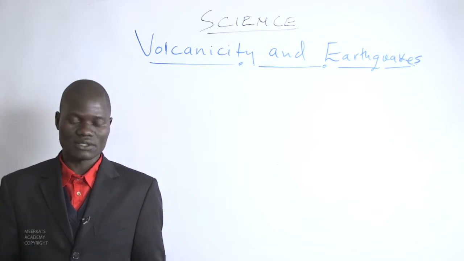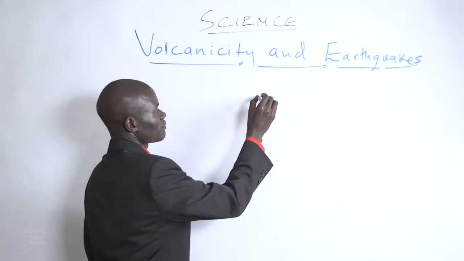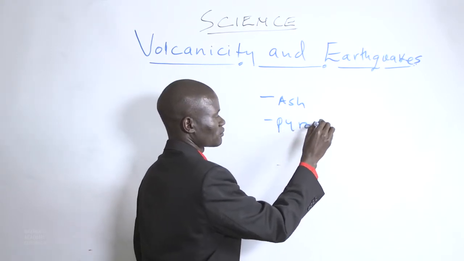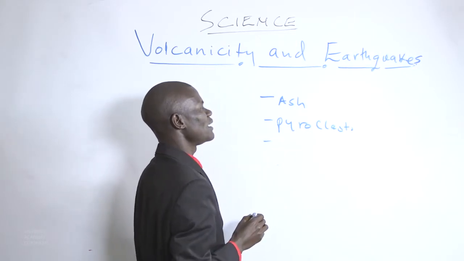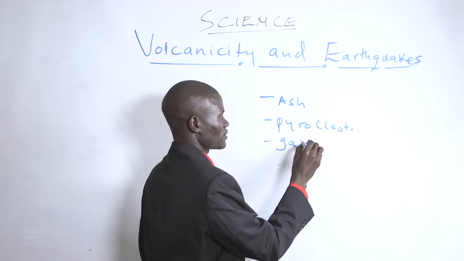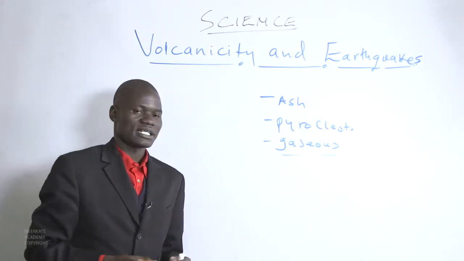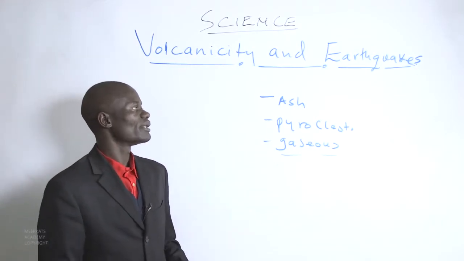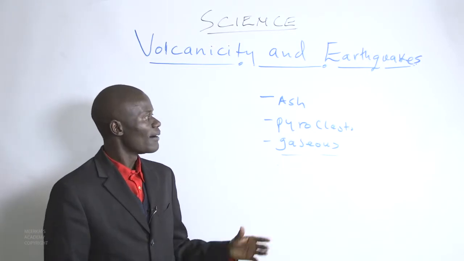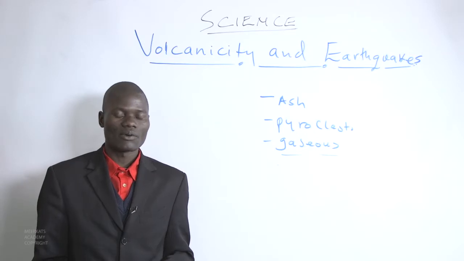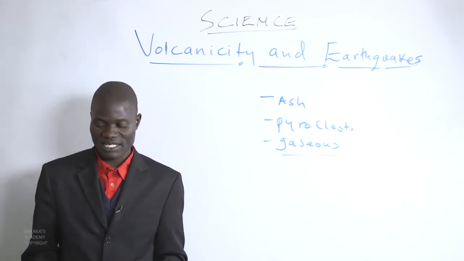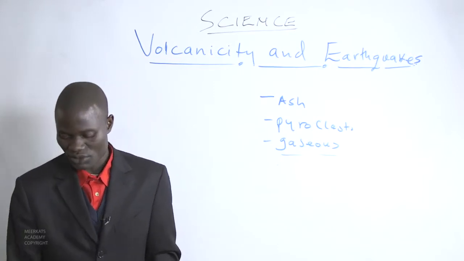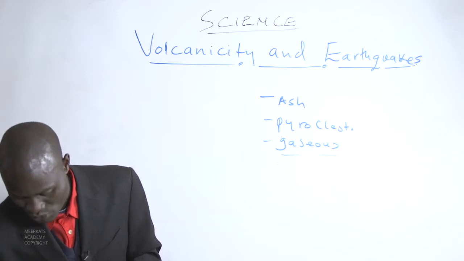The volcanic materials we mentioned earlier include ash, pyroclasts, and some gaseous materials that are ejected from beneath the earth crust into the atmosphere. Some of them may reach into the atmosphere, such as ash, the pyroclastic materials and the gases, and some of the materials in form of lava cool and solidify beneath the bedding planes. Therefore, we are going to look into the various activities that are carried out in this topic.